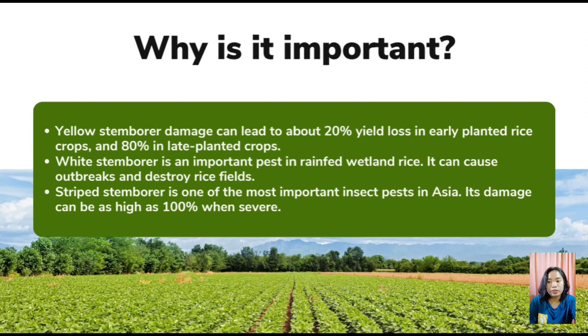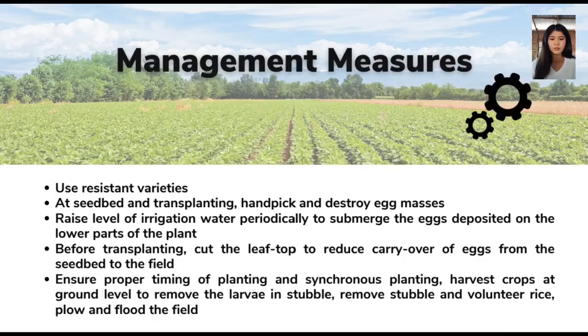Why is it important? Yellow stem borer damage can lead to about 20% yield loss in early planted rice crops and 80% in late planted crops. White stem borer is an important pest in rainfed lowland rice. It can cause outbreaks and destroy rice fields. Striped stem borer is one of the most important insect pests in Asia. Its damage can be as high as 100% when severe.